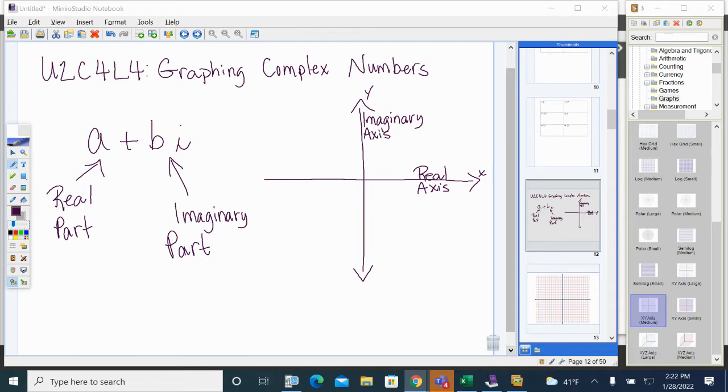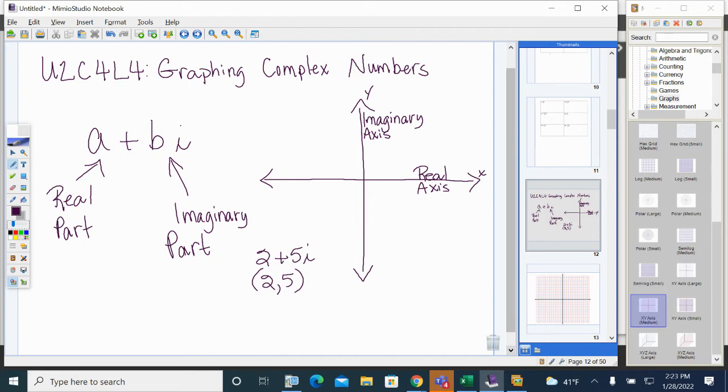So remember, your complex number is in the form a plus bi, where a is the real part and the bi is the imaginary part. Well, what makes this lesson so easy is that your x-axis is the real axis and your y-axis is the imaginary axis. So if I give you an ordered pair in the form 2 plus 5i, the 2 is the real part, so it's your x. The 5 is the imaginary part, it's your y, and it creates the ordered pair 2, 5.